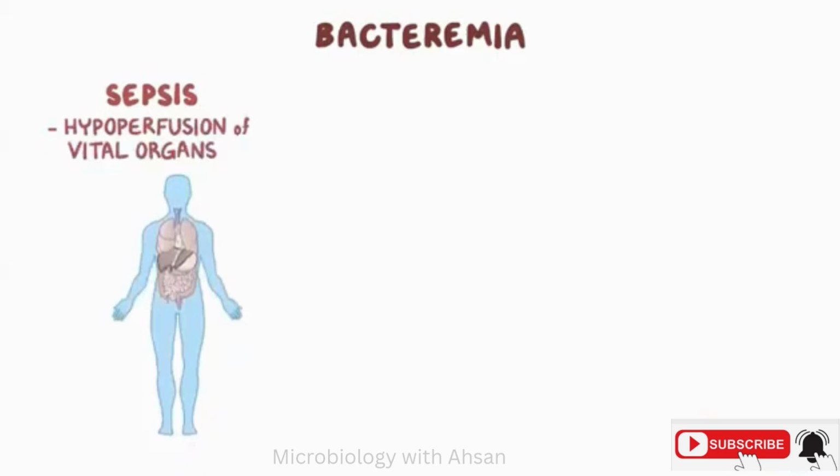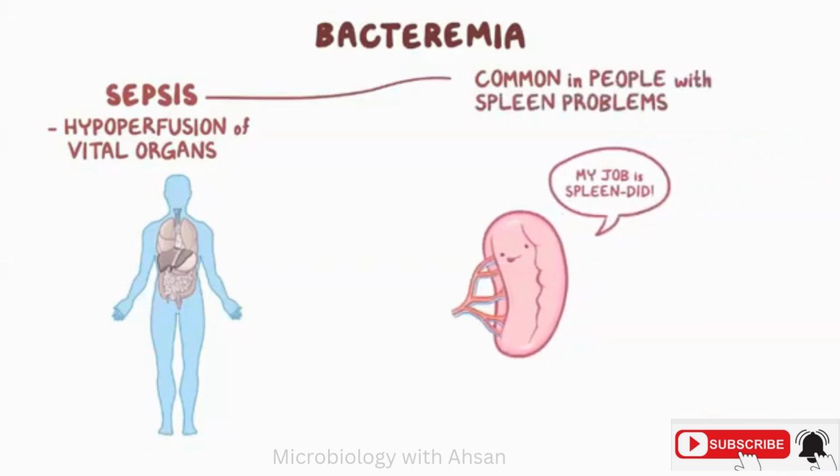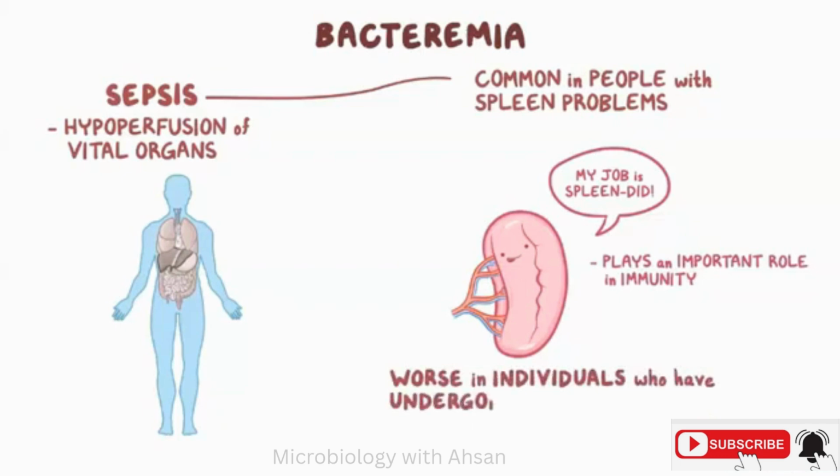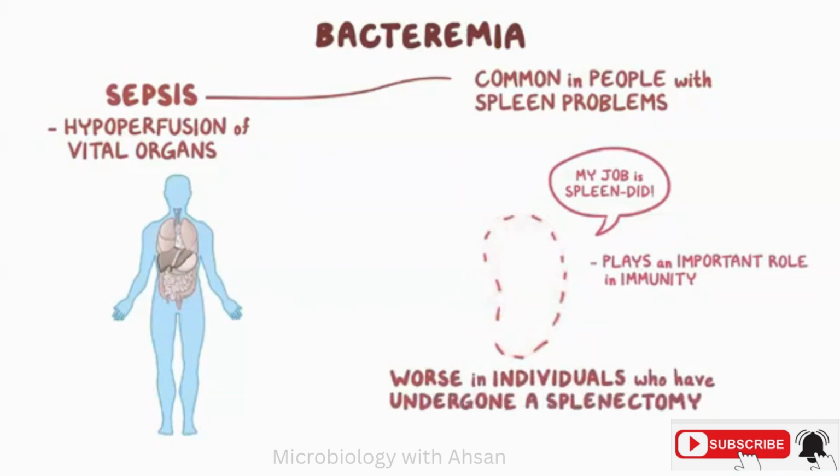Sepsis caused by strep pneumoniae is particularly common in people with spleen problems, because the spleen plays an important role in immunity, especially against encapsulated bacteria. So strep pneumoniae infections are typically worse in individuals who have undergone a splenectomy, which is when the spleen is removed, or in those with sickle cell disease who have functional asplenia.